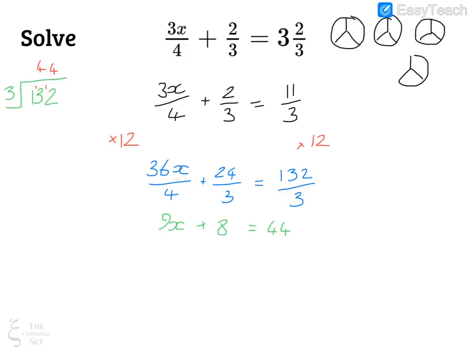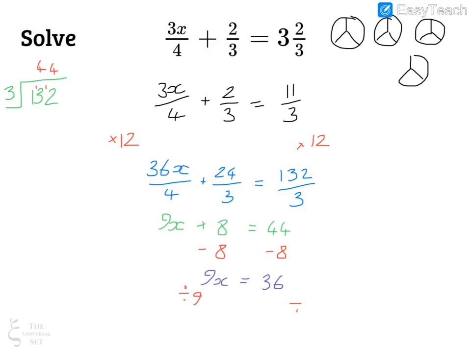Okay, so what's our next step then? We've got 9x plus 8 equals 44, so we want to get rid of this plus 8. So we're subtracting 8 now. Going to do the same from both sides. And that's going to give me 9x is equal to 44 take away 8 is 36. And final step then, we're going to divide everything by 9.